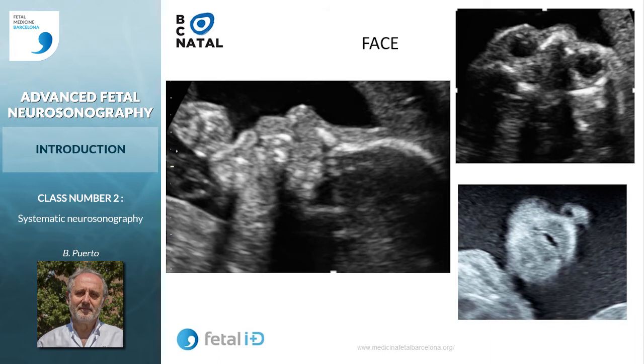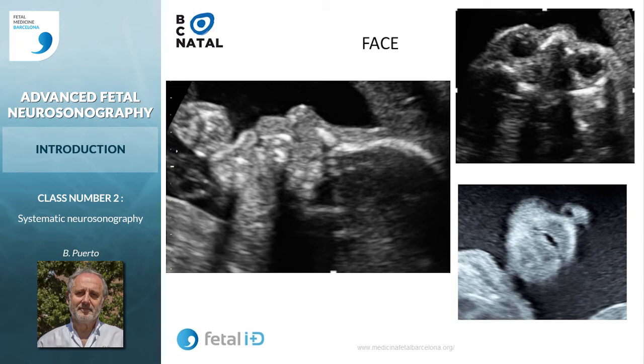We should always remember to assess the face in these three sections: the profile to see that the frontal bone is correct, the mouth and chin section, and the eyes section in the coronal plane and axial plane. In a coronal plane, we shall see the distance between both orbits, the lenses, and in the frontocoronal plane, we can see the nose, the superior and inferior lip, and the chin. We should assess the normality of all these structures.